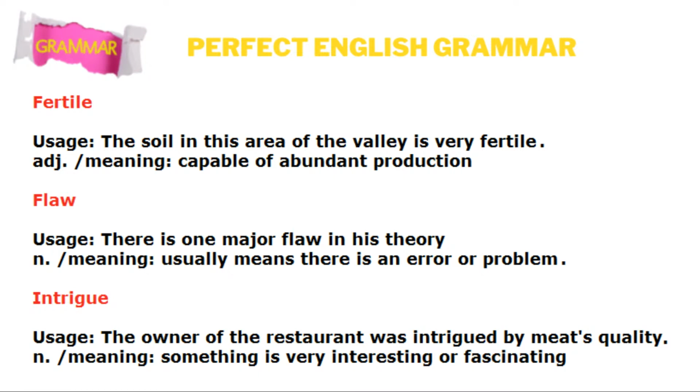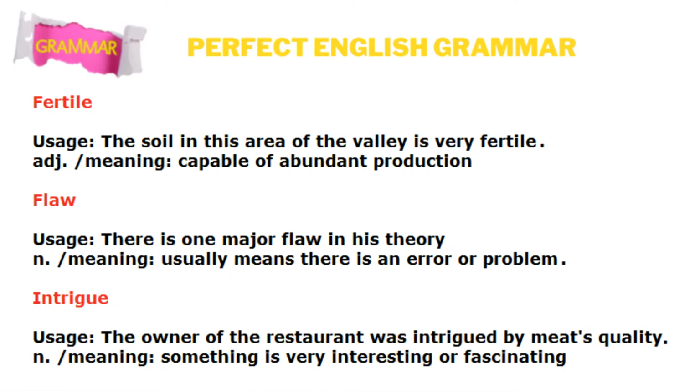So if you were to see the word rich, it would be a synonym for the word fertile. For a flaw usage, there is one major flaw in his theory. And noun meaning usually means there's an error or a problem, but a very common synonym for the word flaw is defect. And an adjective would be flawed, but it usually means that there is an issue or there's something incorrect with respect to a certain type of something.